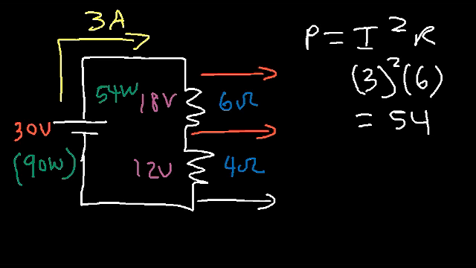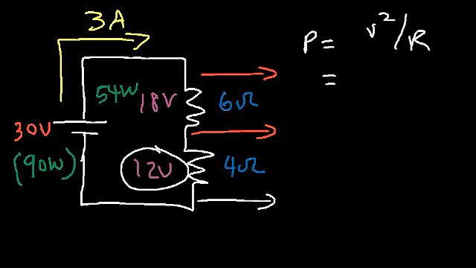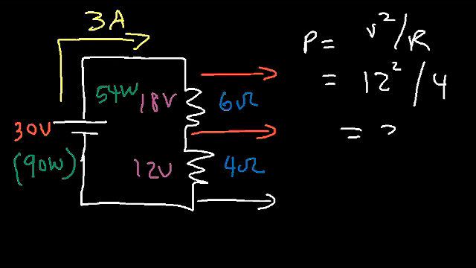Now, what about the 4 ohm resistor? How much power does it absorb? Let's use the third form of the equation, V squared divided by R. So the voltage across the 4 ohm resistor is 12, and it has a resistance of 4. So we can do 12 times 12 divided by 4, or we can do 12 divided by 4, which is 3, times the other 12, which is 36. 12 squared is 144, and 144 divided by 4 is 36. Either case, the 4 ohm resistor absorbs 36 watts of power.